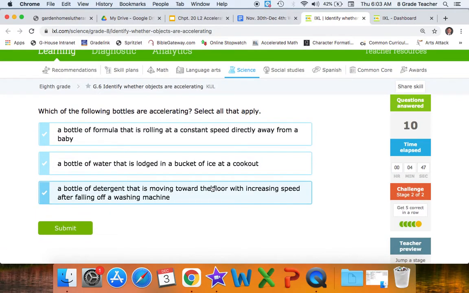Which of the following bottles are accelerating? A bottle of formula that is rolling at a constant speed directly away from a baby. A bottle of water that is lodged in a bucket of ice at a cookout. A bottle of detergent that is moving toward the floor with increasing speed after falling off a washing machine. Just this one, because it's moving and speeding up as it's falling. This one's sitting still. This one's moving at a constant speed, therefore it's not speeding up, slowing down, or changing direction.